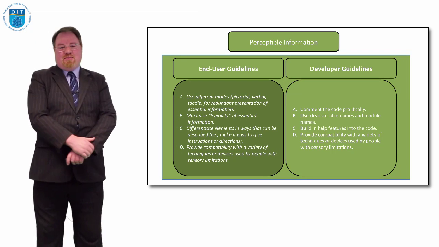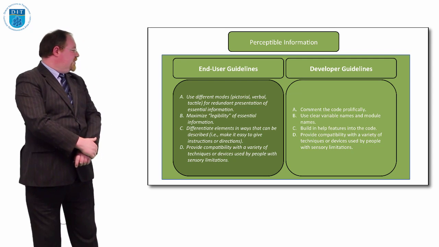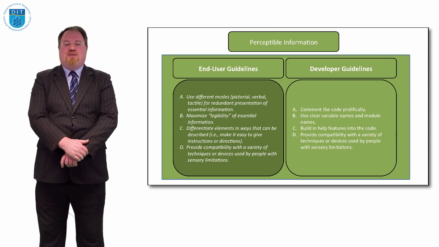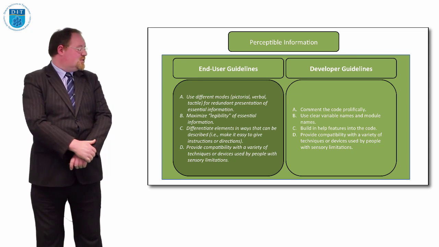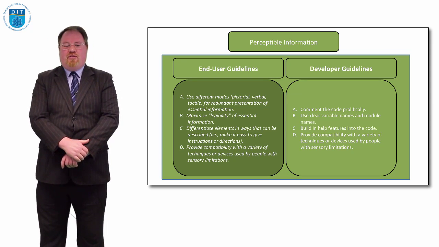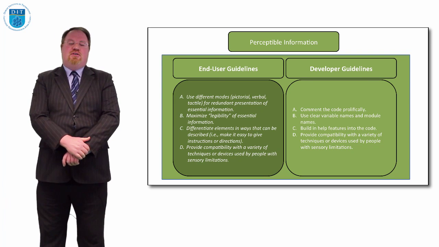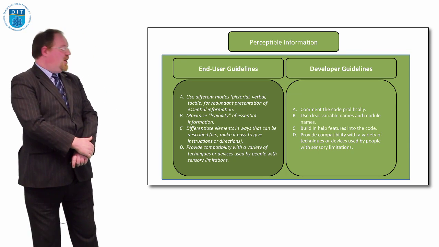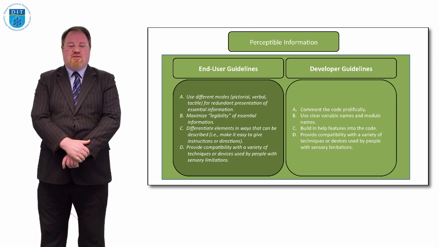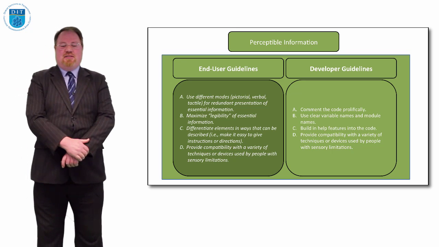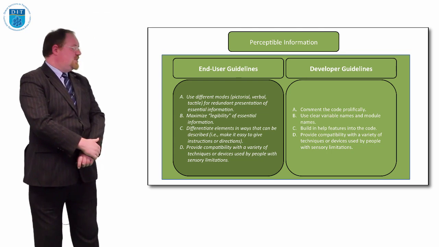In terms of perceptible information, which means easy to read, in terms of the user interface, again, we say use different modes, pictorial, verbal, and tactile, for redundant presentation of information. So use pictures plus words. Maximize the legibility of essential information. Differentiate elements in ways that can be described, so that's to say, make it easy to give instructions or directions, and then provide compatibility with a variety of techniques or devices used by people with sensory limitations.